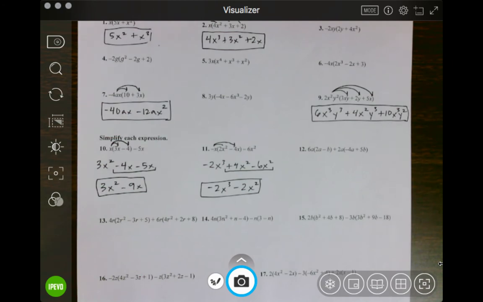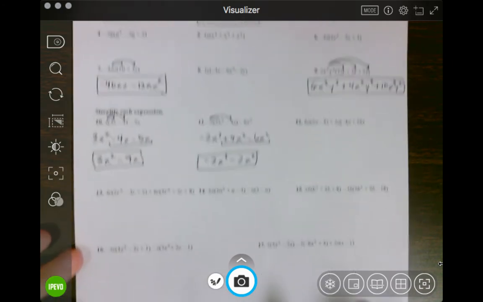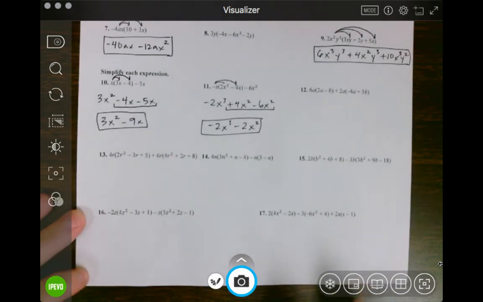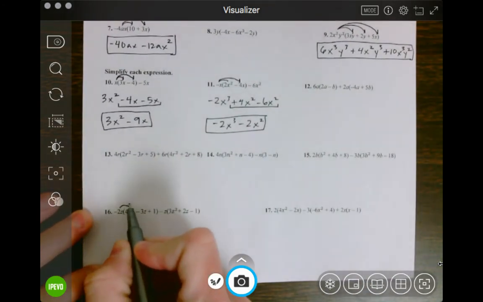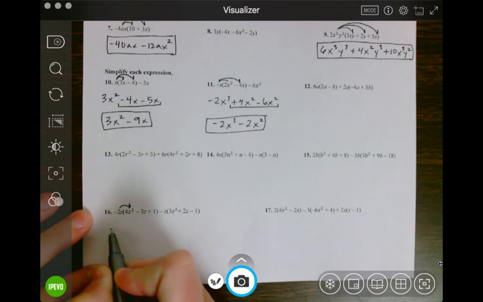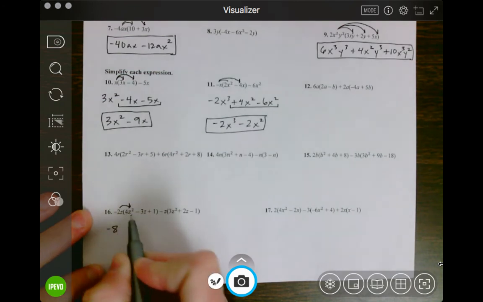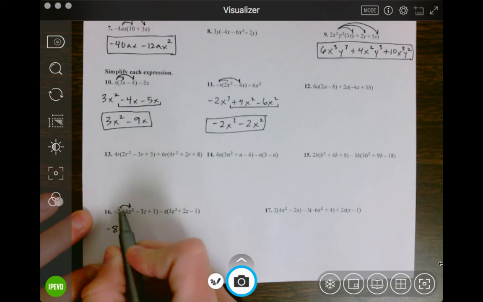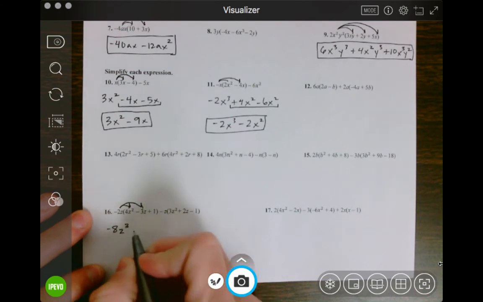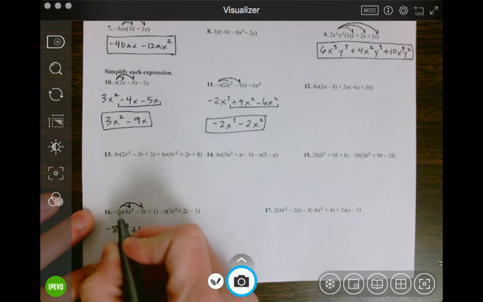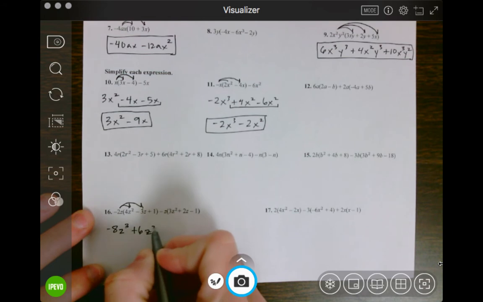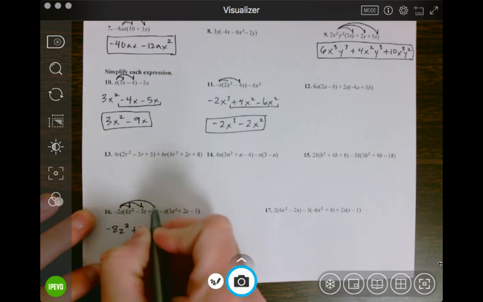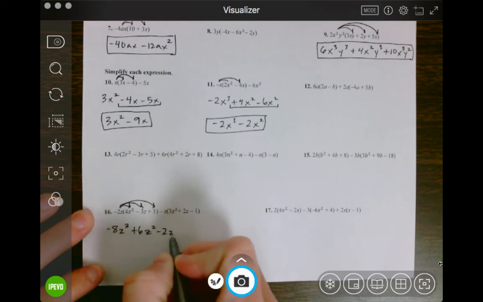Let's go to number, we'll do 13. Let's go down to 16. So distribute my negative 2z, so negative 2 times 4 gives me negative 8. Z times z squared will give me z cubed. Negative 2 times negative 3 will give me a positive 6. Z times z gives me z squared. And then negative 2z times 1 just gives me negative 2z.